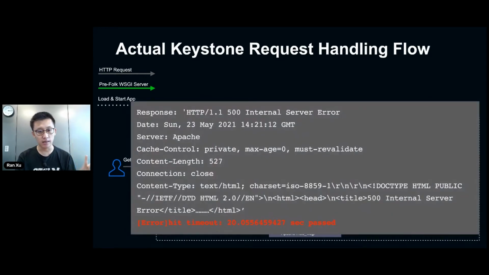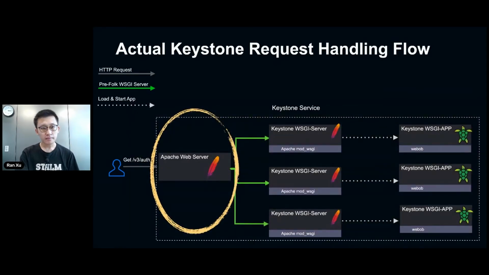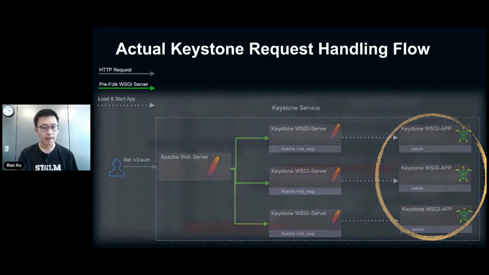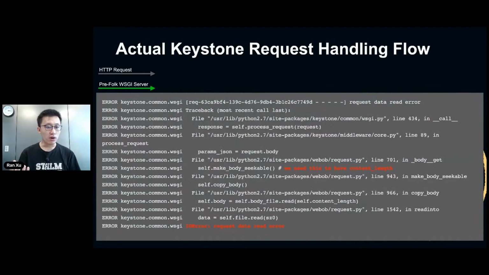Here is an example of the logs of the Apache server in our dev environment. You can see here the Apache server hit the timeout issue right after 20 seconds passed. Second, by checking the logs of the Keystone WSGI application, we also found it always waits for the data inside the request body after it confirmed the expected content length. But as you know, no data is sent, or not enough data is sent.